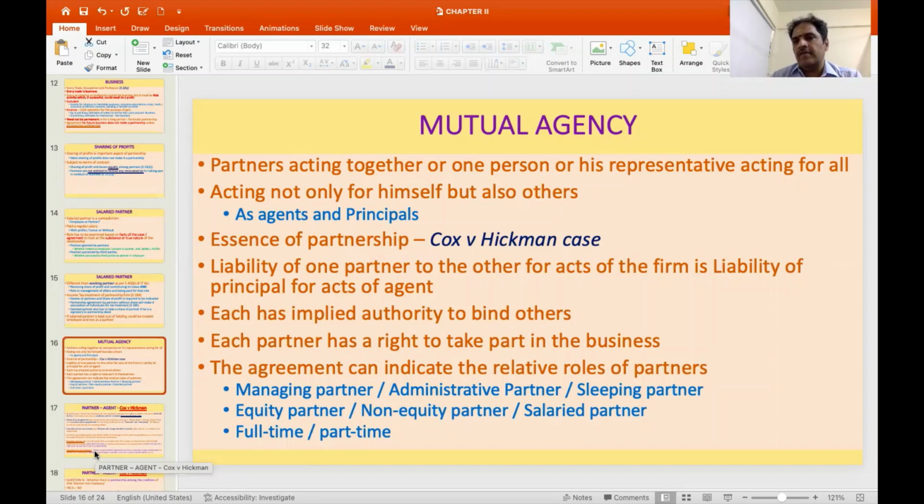You could have different roles assigned to the partners, but ultimately, if the essence of agency is there in the terms of relationship between the partners, then that will be a partner. You could have different categories of partners like managing partner, administrative partner, sleeping partner, etc. Then you could have an equity partner, someone who contributes to the capital; someone who does not contribute to the capital but merely puts in his effort; and someone who gets a regular remuneration like a salaried partner. There could be a part-time person and a full-time person. These titles don't matter; what is important is that one should be capable of acting for all and binding them for whatever actions he does.